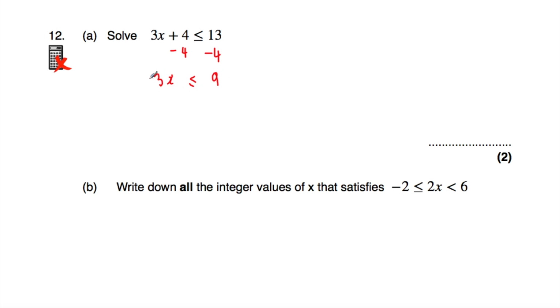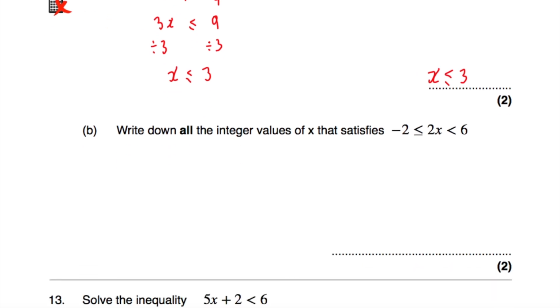Okay, now we want to get rid of this multiplied by 3, so let's divide by 3 and divide by 3. So on the left hand side, we'd just be left with x, and then that's less than or equal to, and 9 divided by 3 is 3. So x is less than or equal to 3, and that's it. Okay, let's look at our next part, part B.